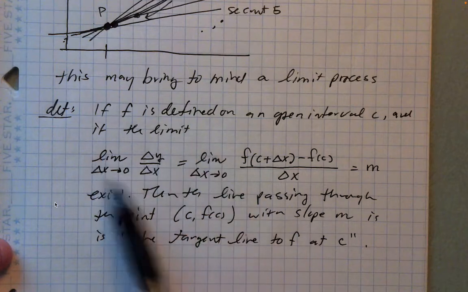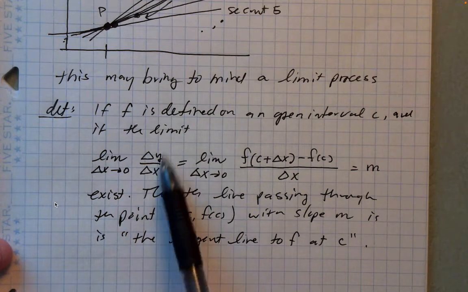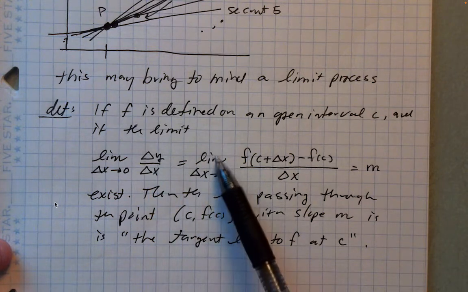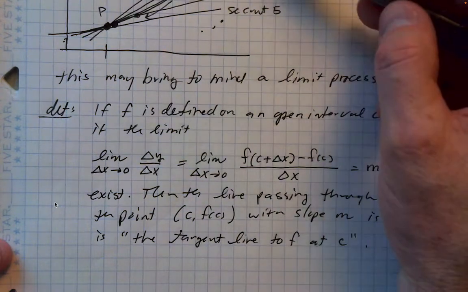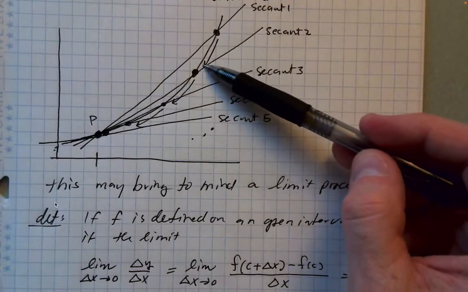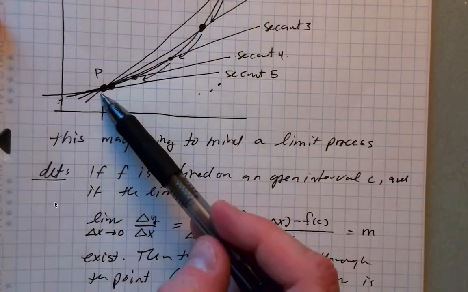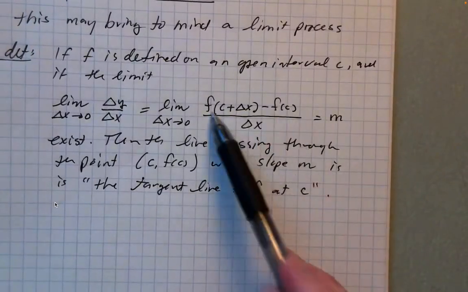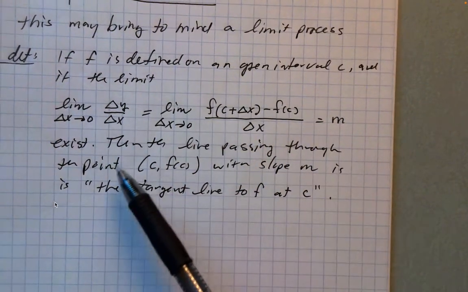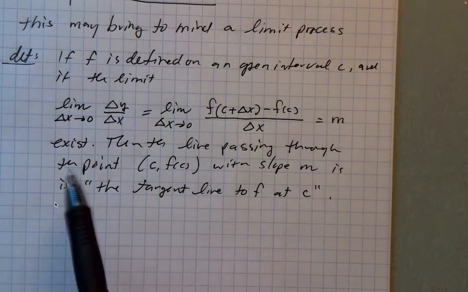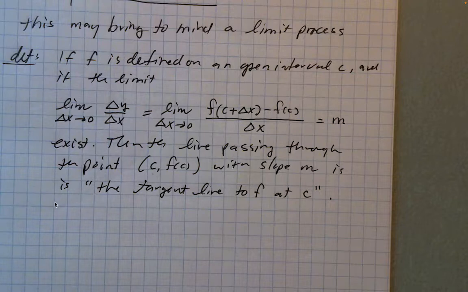and if this limit as delta x goes to 0 of the change in y over the change in x, which is the same thing as the limit as delta x goes to 0 of f evaluated at the latter point, c plus delta x, minus f evaluated at the point of interest here, all divided by the change in x, equals the slope, if that limit exists, then the line passing through the point c, f of c with slope m is called the tangent line to f at c.